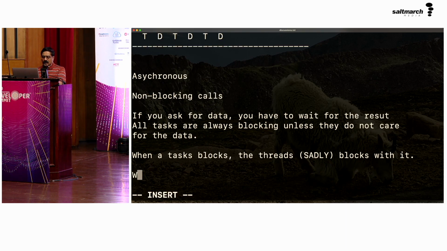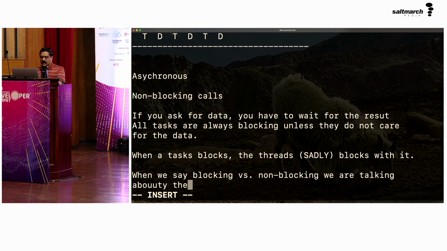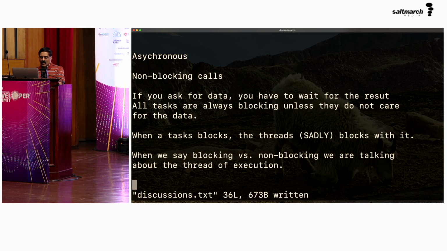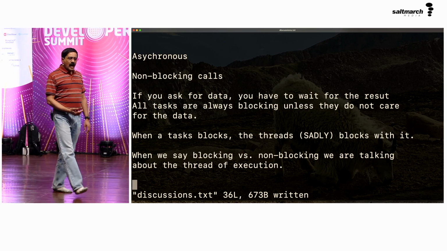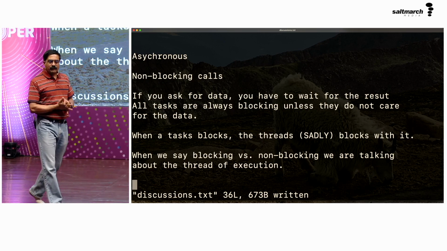So in other words, when we say blocking versus non-blocking, what are we talking about? We are talking about the thread of execution. This is what we are really concerned about, because tasks are always blocking. The question really is, what does the thread do? Now let's think about this with a few different examples.